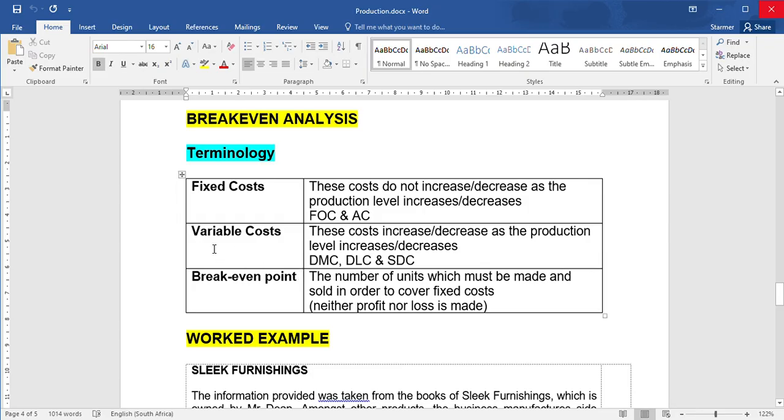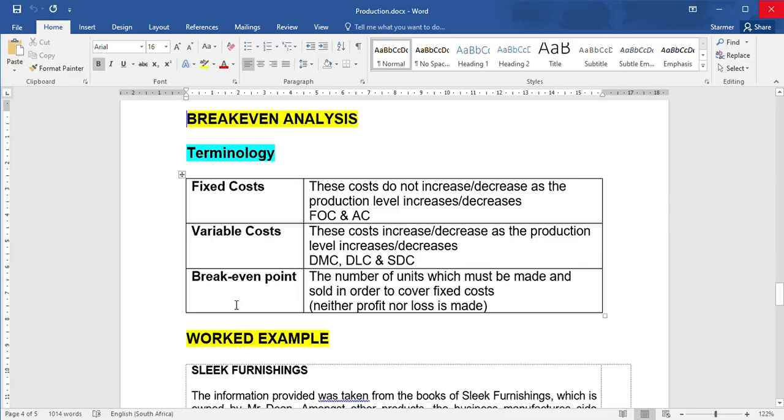Then you get your variable costs. Variable costs are going to change. They're going to increase if you make more. They're going to decrease if you make fewer products. And your variable costs are your materials, your labor, and your selling and distribution costs. If you're making one product, you're going to need far fewer materials, far less labor, and you've got far less to sell than if you're making 1,000 units. So as you produce more, your direct material costs and your direct labor costs, as well as your selling and distribution costs, will increase. As you produce less, they will decrease.